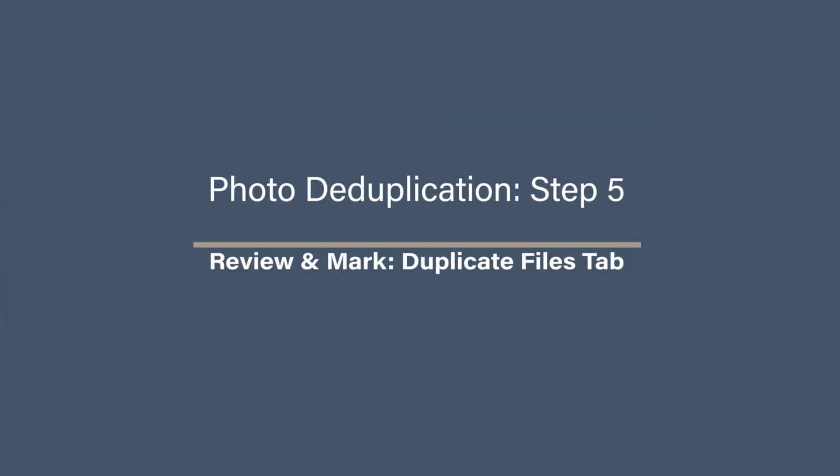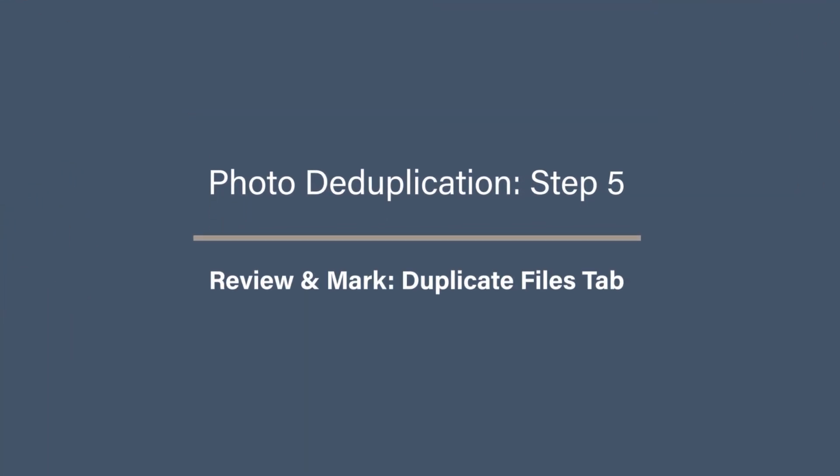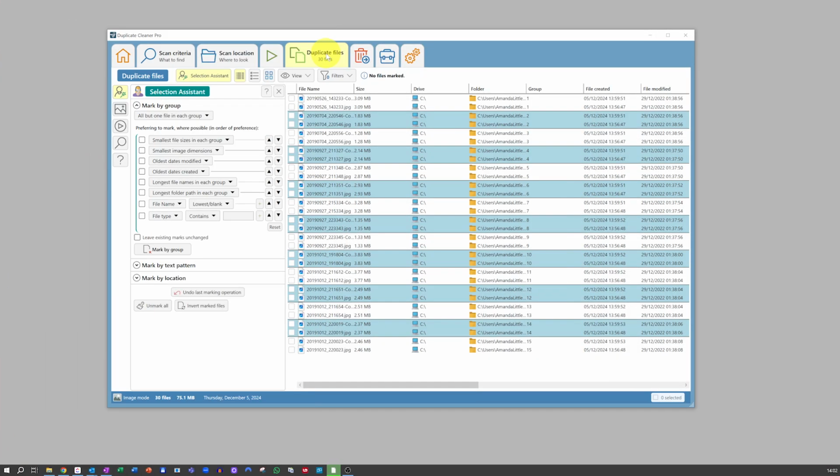Photo deduplication. Step 5. Review and mark duplicates, Duplicate Files tab. Now that Duplicate Cleaner Pro has run, we can now mark what we don't want. We can review one by one and select, but we can also use this selection assistant to help us, because this is kind of the reason of having the tool. But first you have to define the criteria for selection.